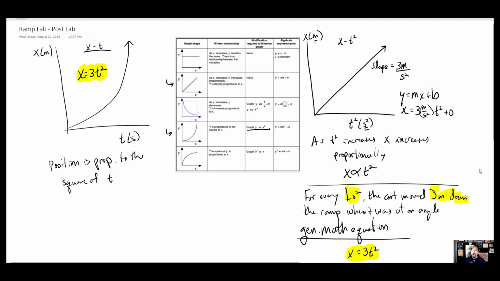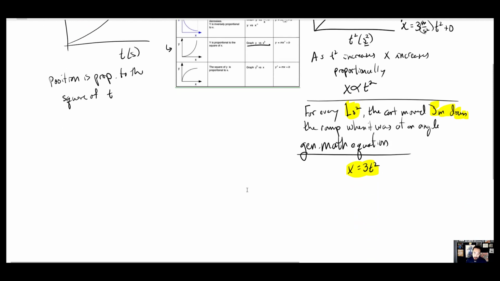The general math equation for a linearized graph is the equation for the non-linearized version. So what that is showing us is that it is the same data set, right? It is the same lab. It is showing us the same exact thing. All right, wonderful. And I hope you thought that was really cool.